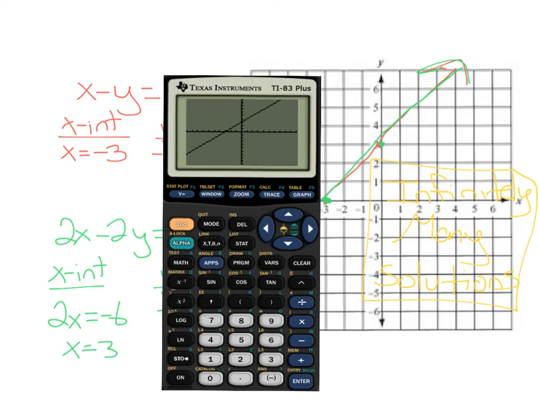If you are still confused with how to graph a system of linear equations at all, please reach out to your facilitator and we will work you through it.